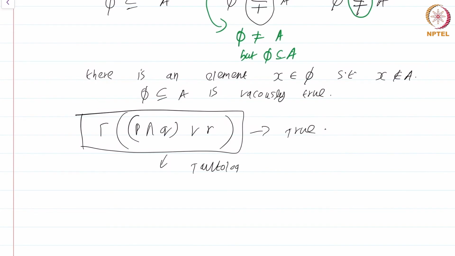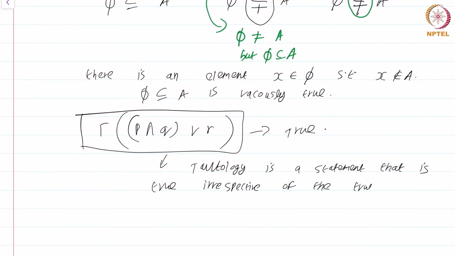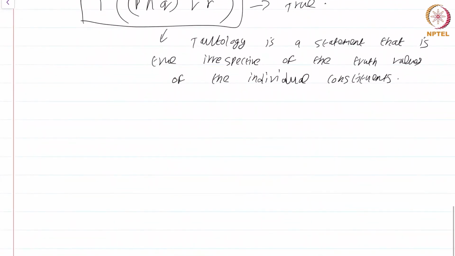A tautology is a statement that is true irrespective of the truth values of the individual constituents. So, how do you show that something is a tautology? Well, you are all familiar with truth tables. I will not really bother explaining in great detail, but I will just illustrate with a simple example.